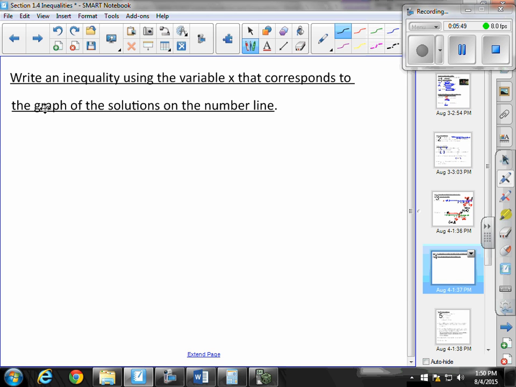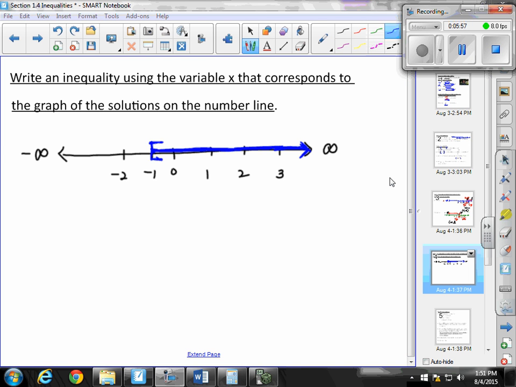And next we're going to write an inequality using the variable x that corresponds to the graph of the solutions on the number line. So here's my number line, and I have a graph here. I want to write an inequality with x that corresponds to this graph. So I'm going to have x, and I'm going to have to think, is x greater than, less than, greater than or equal to, less than or equal to?